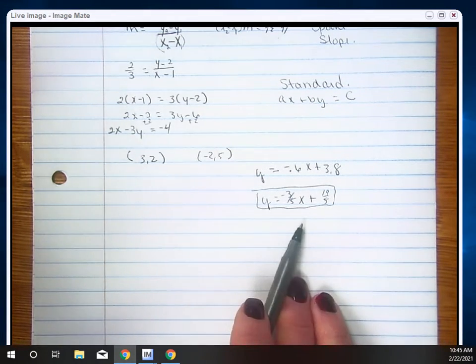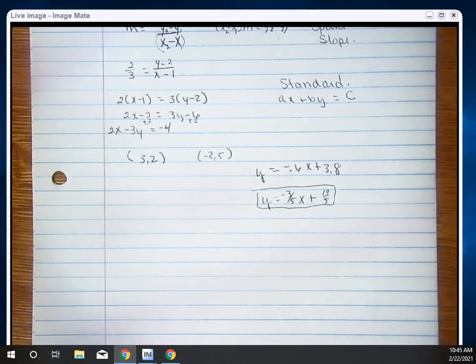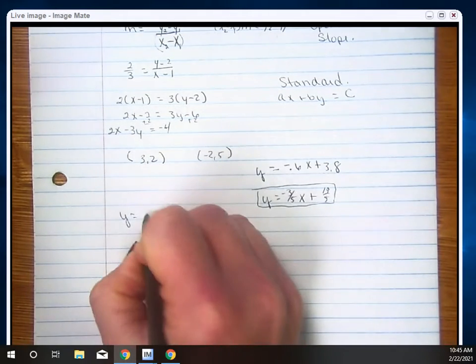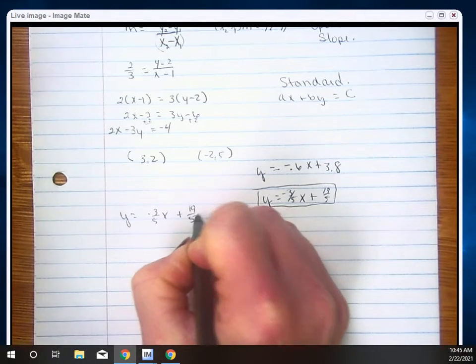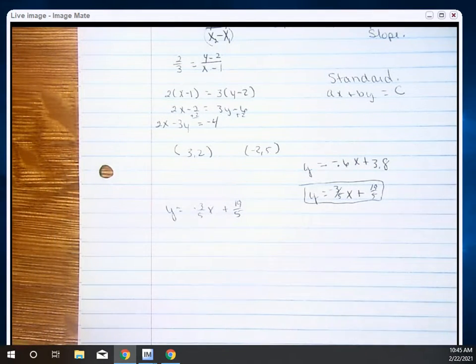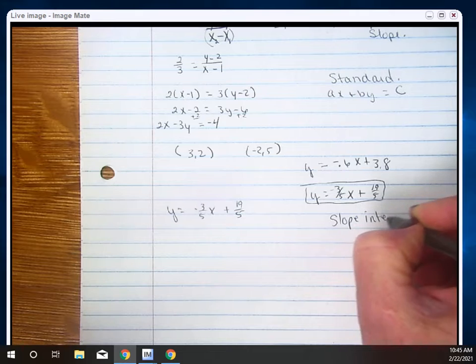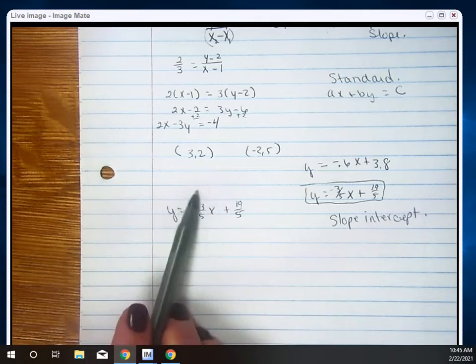Now, if I told you that this had to be in standard form, okay, this is in slope-intercept form. So if it has to be in standard form, what is the equation then in standard form? This is slope-intercept. If it doesn't say, then you're done. If it says to put it in standard form, how do you change this to standard form?